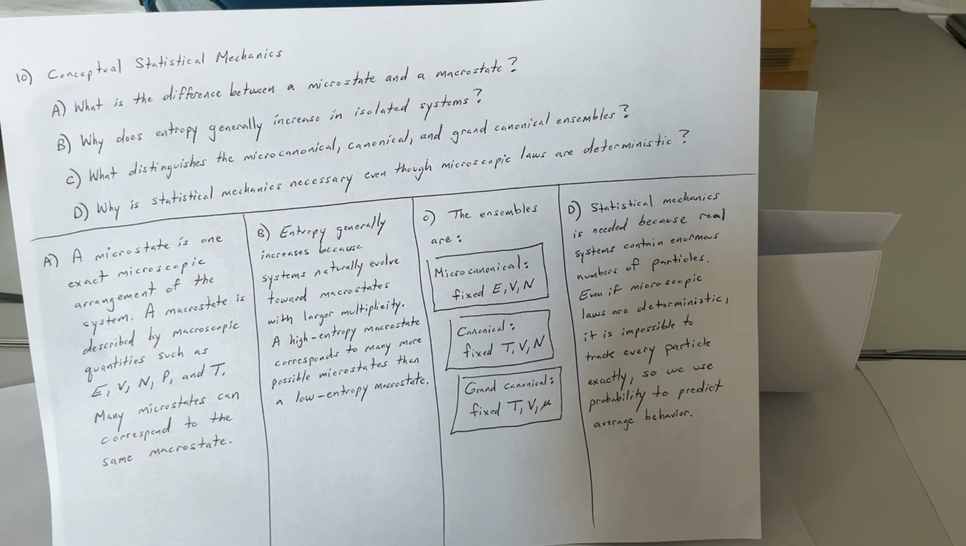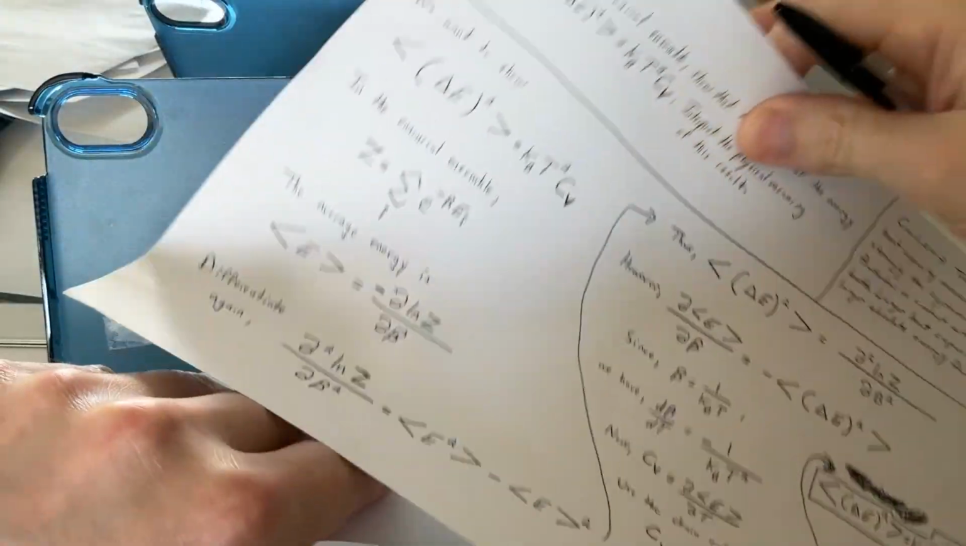So here's part D. Statistical mechanics is needed because real systems contain enormous numbers of particles. Even if microscopic laws are deterministic, it is impossible to track every particle exactly, so we use probability to predict average behavior. And moving along to the last one.